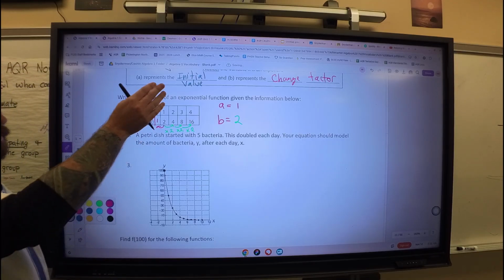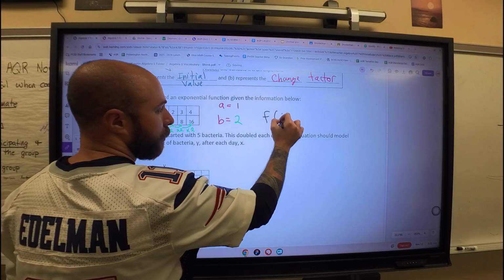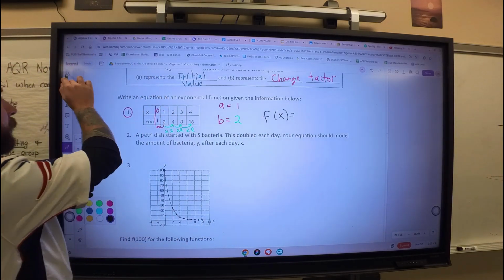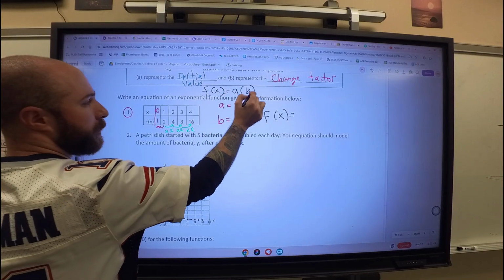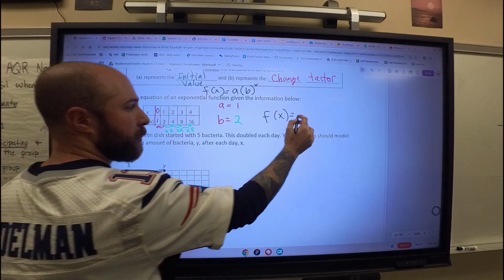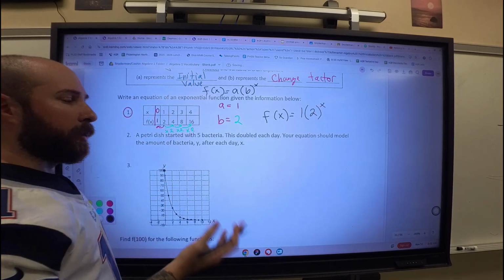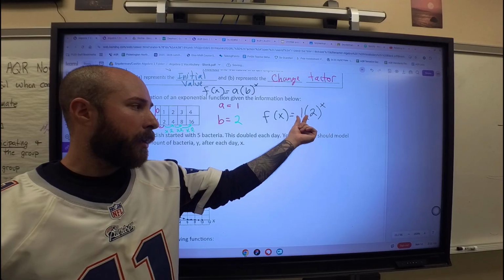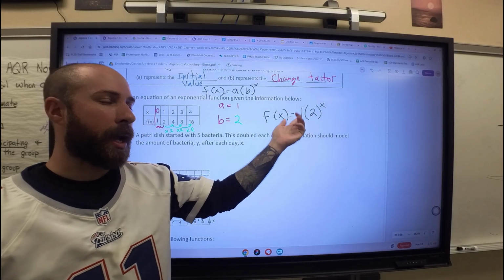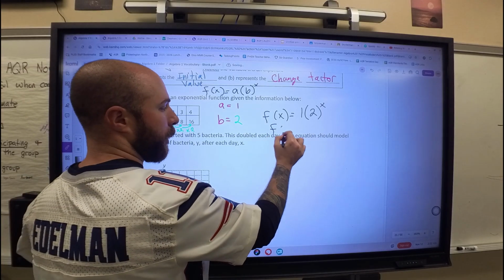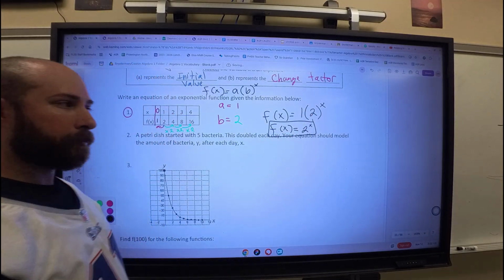So now, once we have our a and we have our b, we can write our function. Right, as we have up here, we're doing f of x equals a times b to the x. Well, a is 1, b is 2, so we have 1 times 2 to the x. Now the only thing that we need to do different here is that when I multiply by 1, it doesn't change it. So I don't have to have that 1 out in front. So we have f of x equals 2 to the x as our final function. Okay?